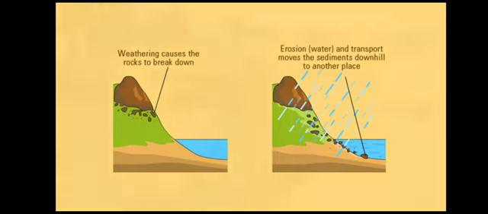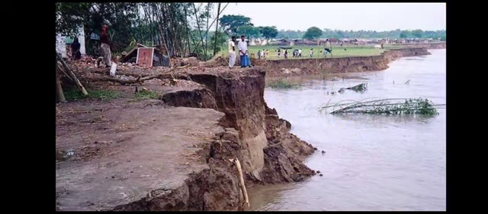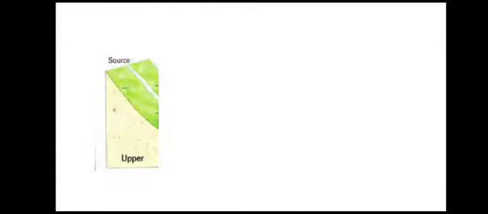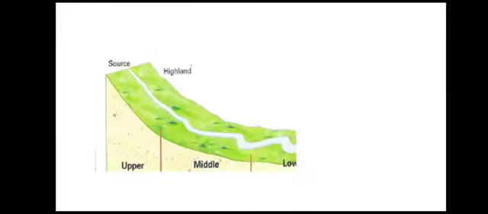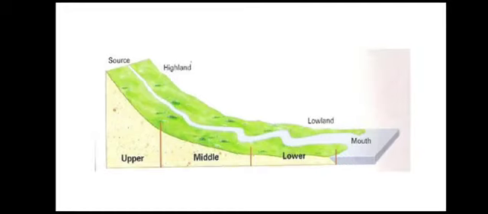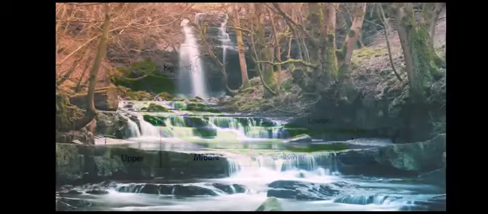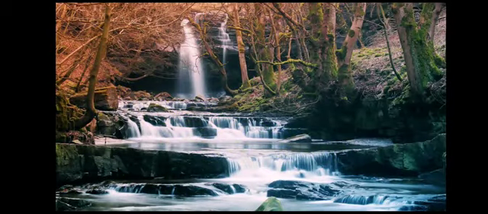Work of a river. The running water in the river erodes the landscape. The course of a river can be divided into three parts: first, the upper course; second, the middle course; and third, the lower course. When the river tumbles at a steep angle over very hard rocks or down a steep valley side, it forms a waterfall.